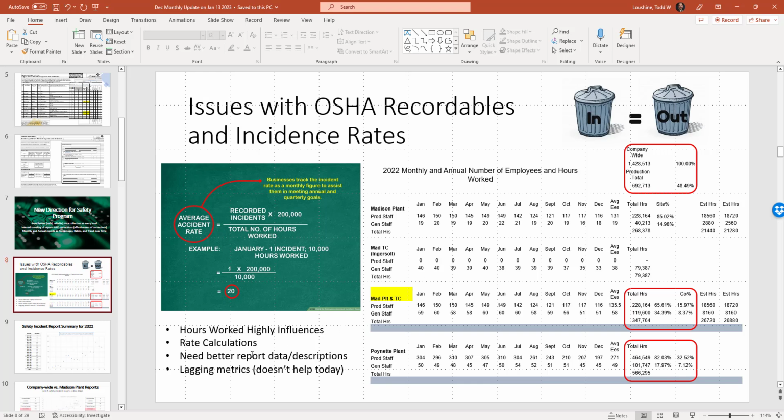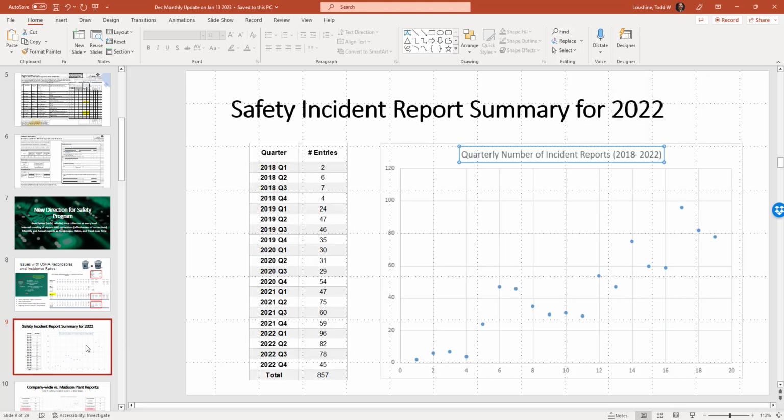What's interesting too is I was on LinkedIn tonight and I saw that there is an article published about the invalidity of incidence rates. I thought that was kind of interesting. I was going to share it, but nah.